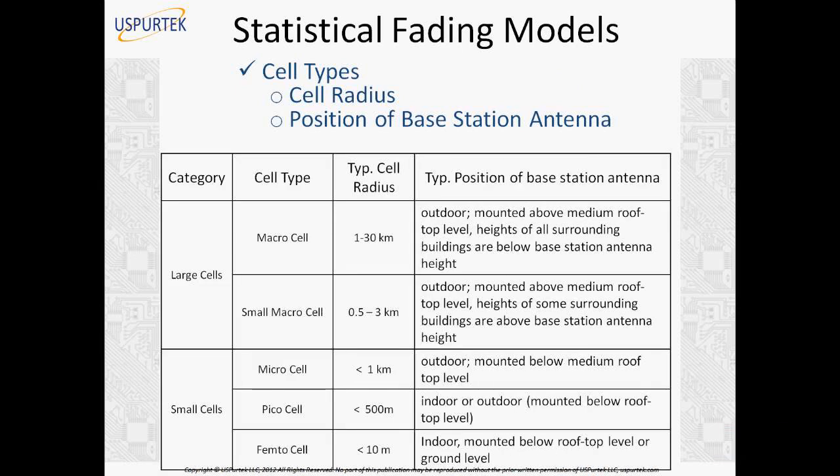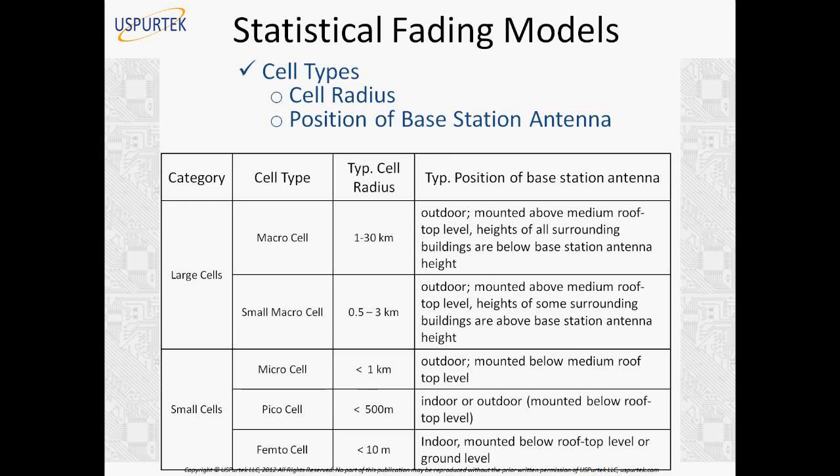So cell radius defines the size of the cell. You could have large cells or you could have small cells. In large cells you have macro cells or a small macro cell. Typical cell radius is up to 30 kilometers for a macro cell, and up to 3 kilometers for a small macro cell. This is based on an industry consensus, whatever numbers I'm giving you here. In small cells you could have microcells, picocells, and femtocells. Microcells are less than 1 kilometer, picocells less than 500 meters, and femtocells less than 10 meters.